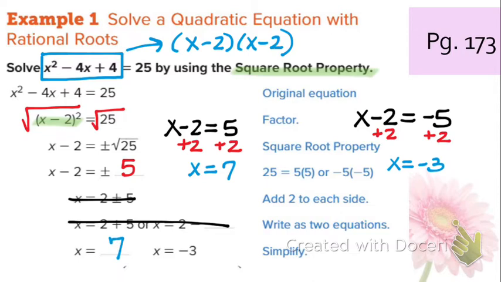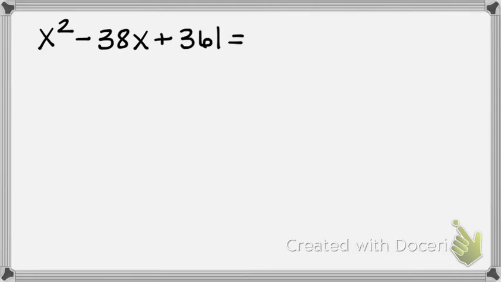All right, I want you to do that check at the bottom of page 173. I am going to work that out with you. So let's look at that one together. The check at the bottom of page 173 says solve x squared minus 38x plus 361 equals 576. And they want us to solve it using the square root property.